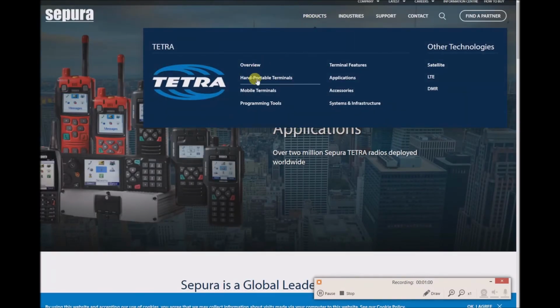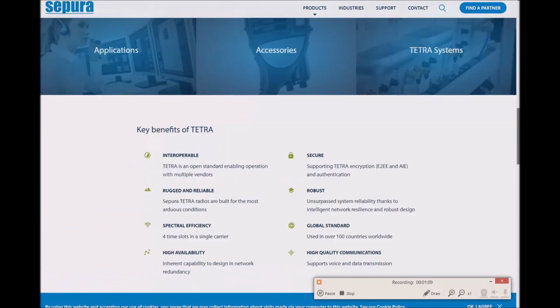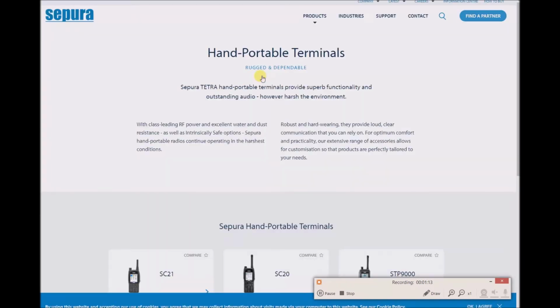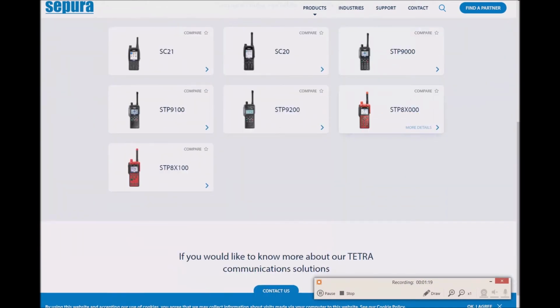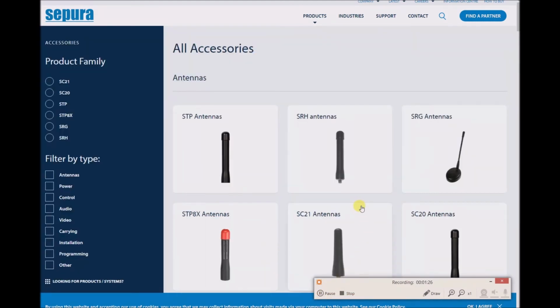Overview, hand portable terminals, mobile terminals, programming tools. Let's just see what comes up here. There's the products. Okay, well, it's got an explanation. I like pictures. Handheld portables. So here's some handheld radios. I guess they've got some software applications maybe. This came up under accessories.